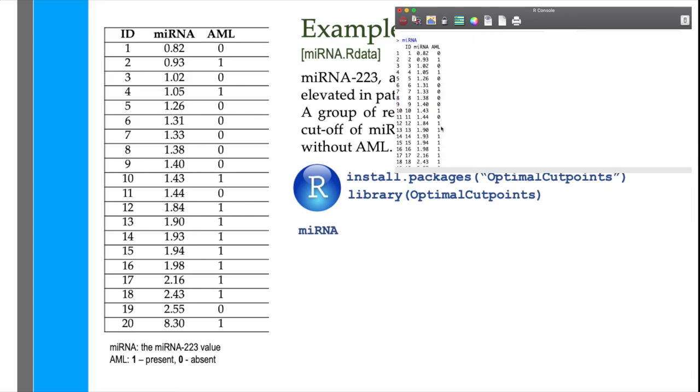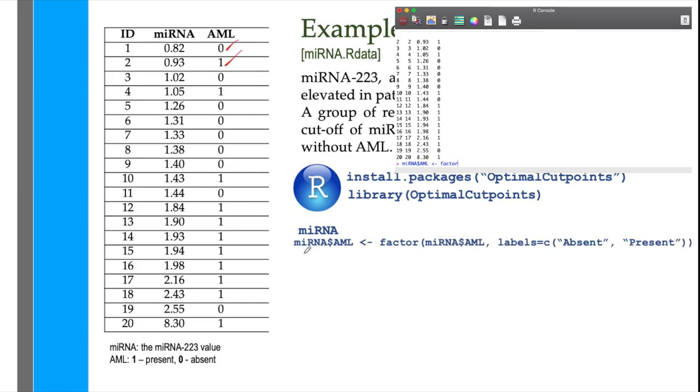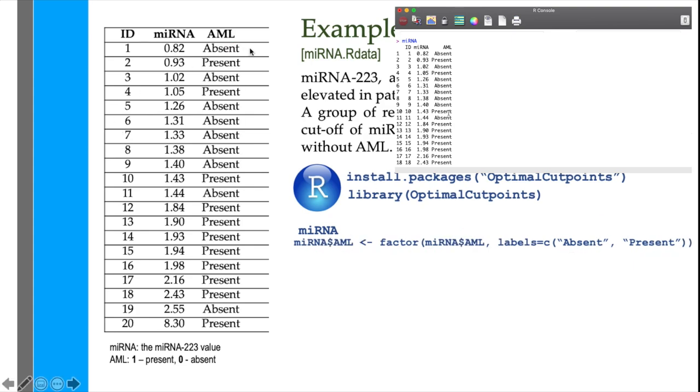So notice that the AML values are still 0 and 1, in which 0 means absent and 1 means presence of AML. Now we may convert AML into present and absent by converting it to a factor. So miRNA$AML, then this is still miRNA$AML, which means that the AML variable of the data, which is miRNA, will be converted to a factor under the same variable, in which the labels would be absent and present. So note here that absent comes first since this is the one which is coded lower, which is 0, and this is 1. After doing that, you'll notice that as you type miRNA again, the data will now look like this one, in which, as you can see, it's now labeled properly as present and absent.